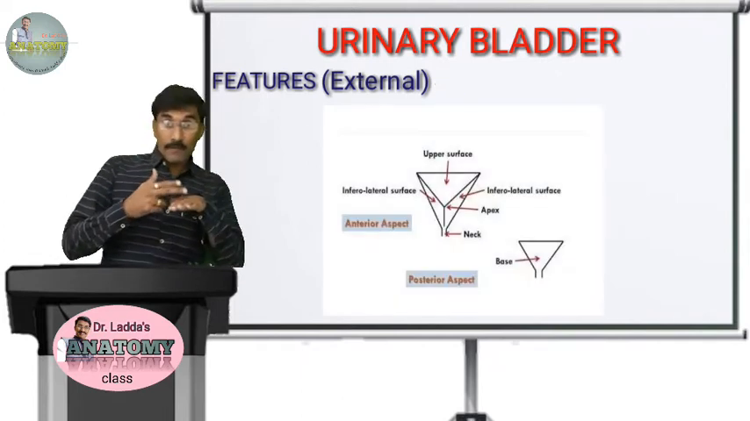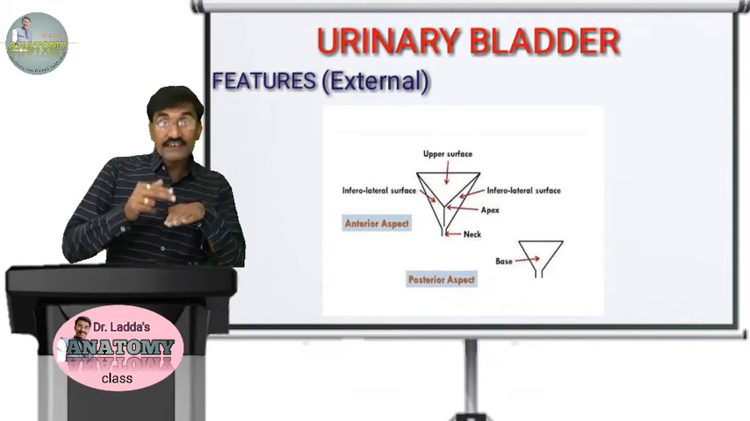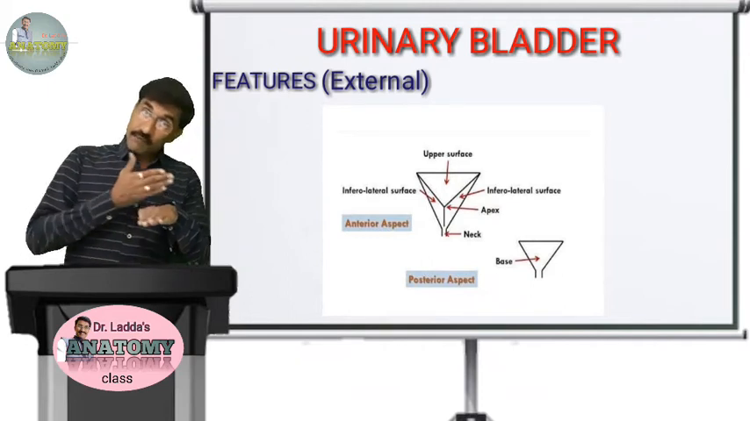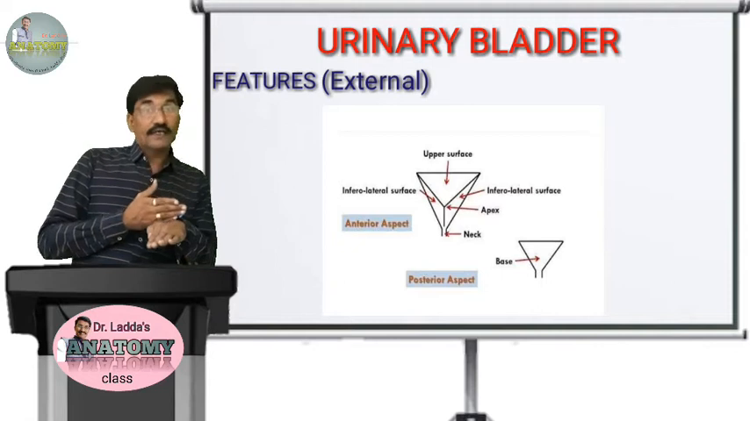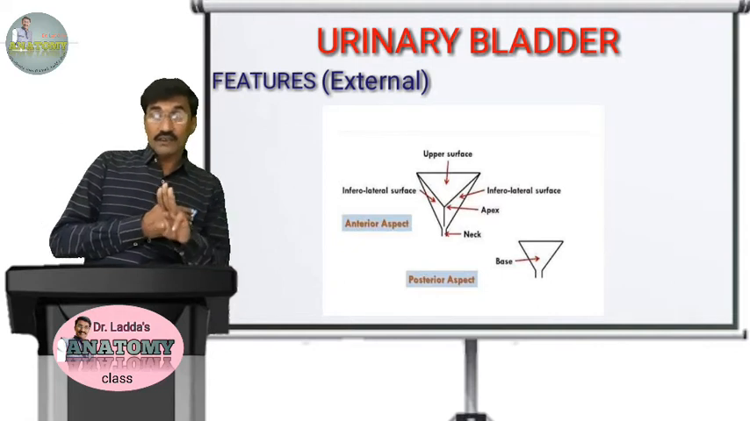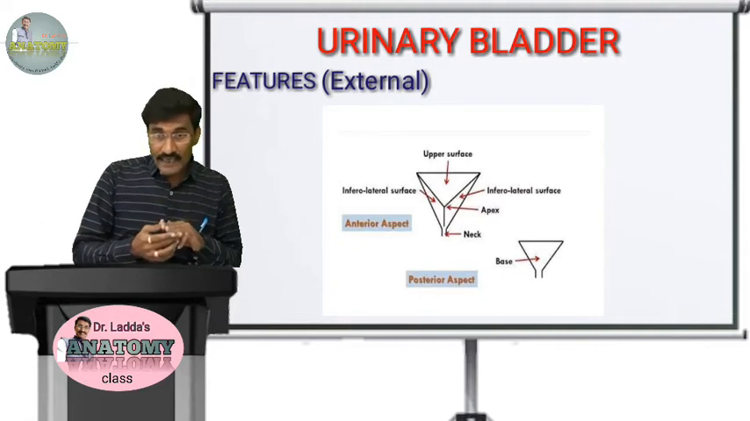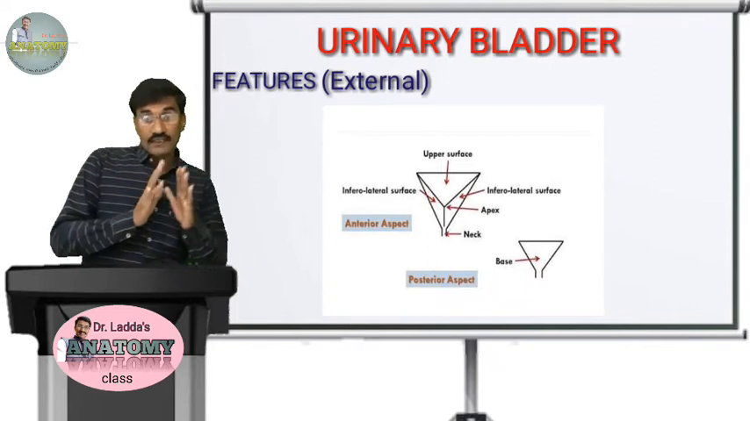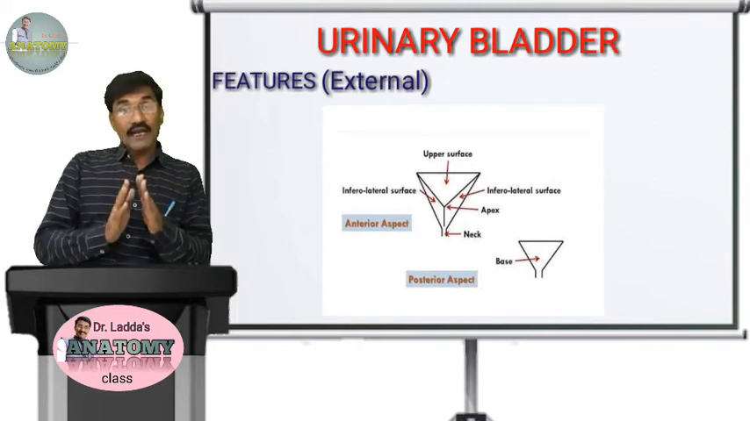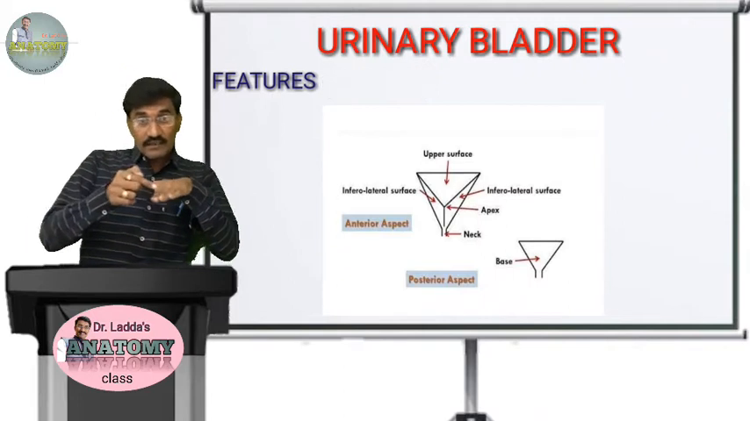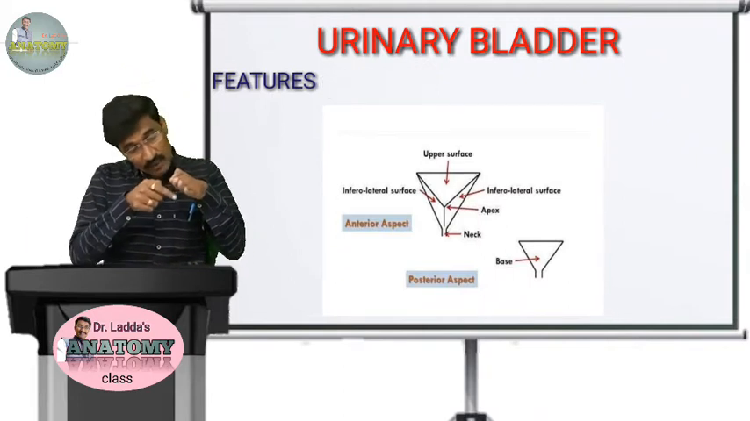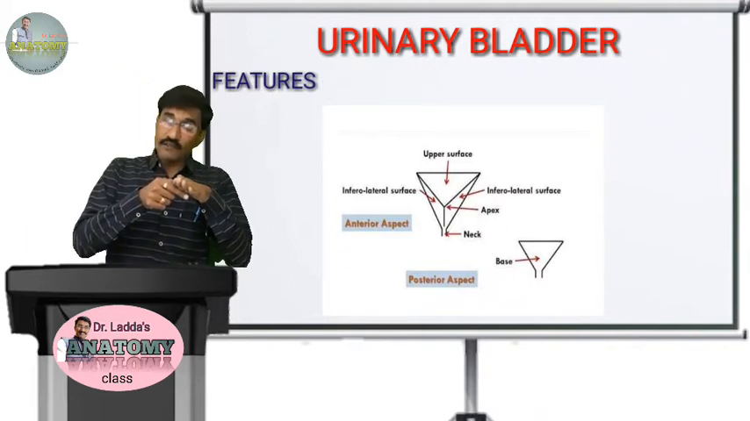Now the apex of the empty bladder is directed forward, whereas the base of the empty bladder is directed backward. The third one is the neck. The neck of the urinary bladder is the lowest and most fixed part. This is the apex, this is the base, and this portion is the neck of the urinary bladder.